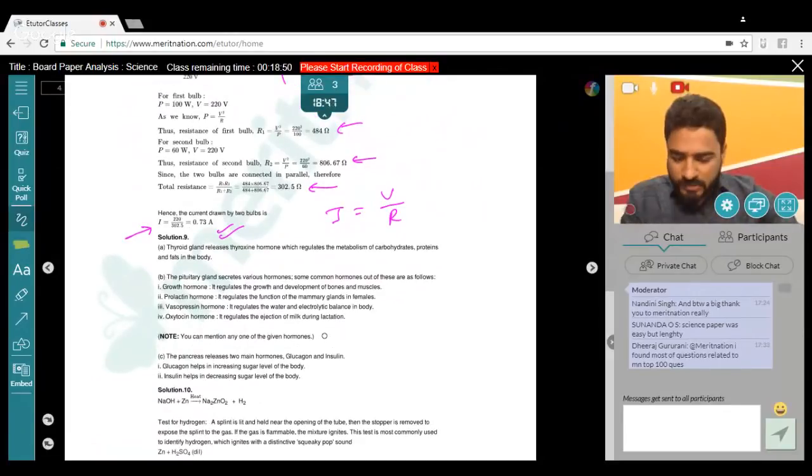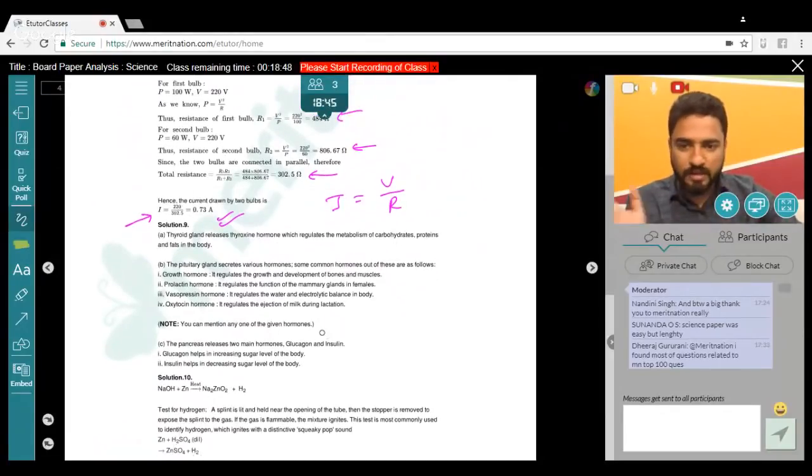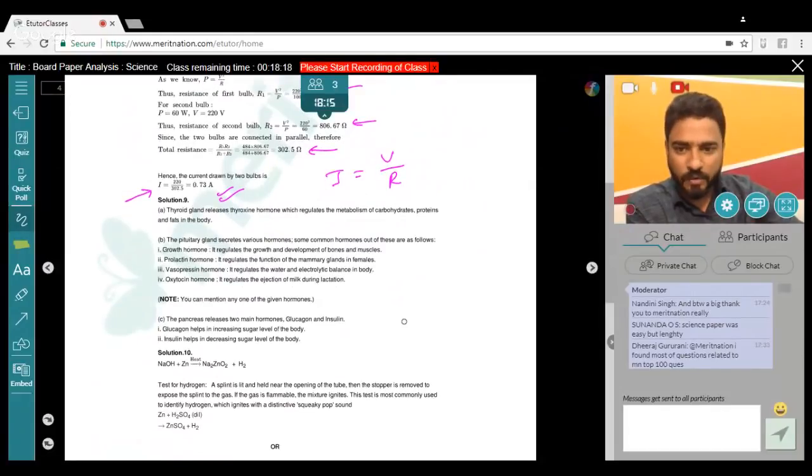Moving on to the 9th question, again from your biology portion. Simple theoretical question that you can see directly from your NCERT. In this question, you had to mention all the hormones which are secreted by these particular different glands. If you have mentioned only one of the hormones, then there are chances that you might not get the complete marks in this question. But if you have mentioned at least all these particular glands or all these particular hormones, then you are sure to get full marks in this question as well. You can see the functions as well for each of the hormones in this particular slide.